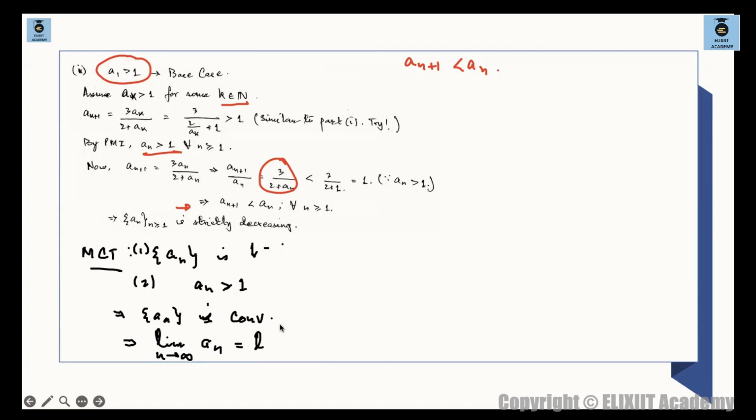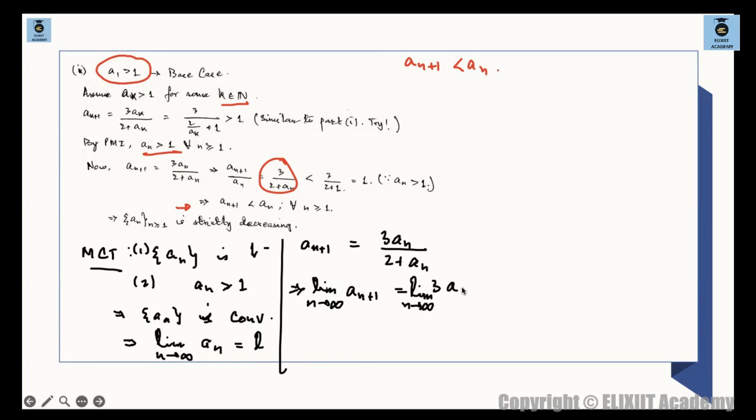Again, we'll do the same thing. We'll take the help of the recurrence they have given, that is AN plus 1 is 3 times AN divided by 2 plus AN. We'll get the same value if you take limits on both sides. The limit as n tends to infinity of AN plus 1 equals the limit of 3 times AN divided by 2 plus AN. Again, you take L here, because if AN tends to L, AN plus 1 will also tend to L. So L will be equal to 3L divided by 2 plus L.